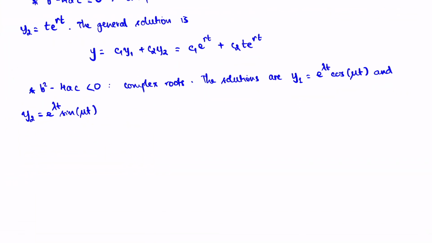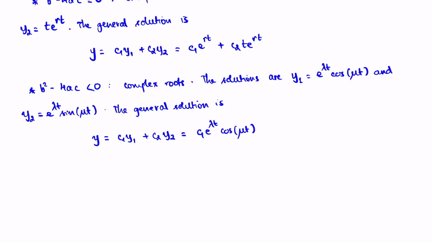And therefore the general solution is y equal to c1 y1 plus c2 y2, or this is c1 times e to the lambda t times cosine of mu t plus c2 times e to the lambda t times sine of mu t. So those are the three cases for the characteristic equations.